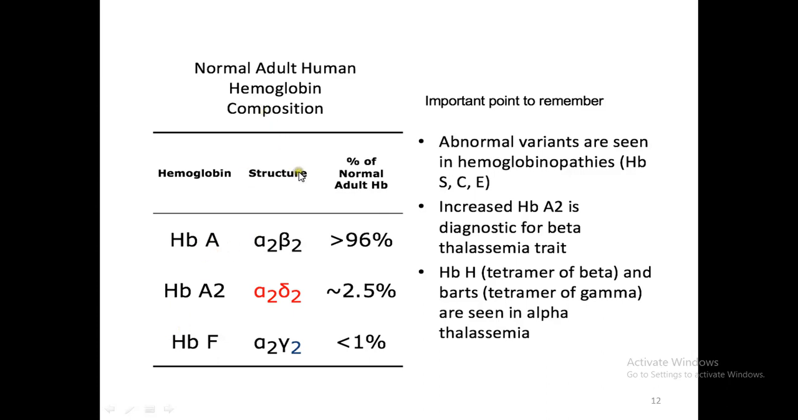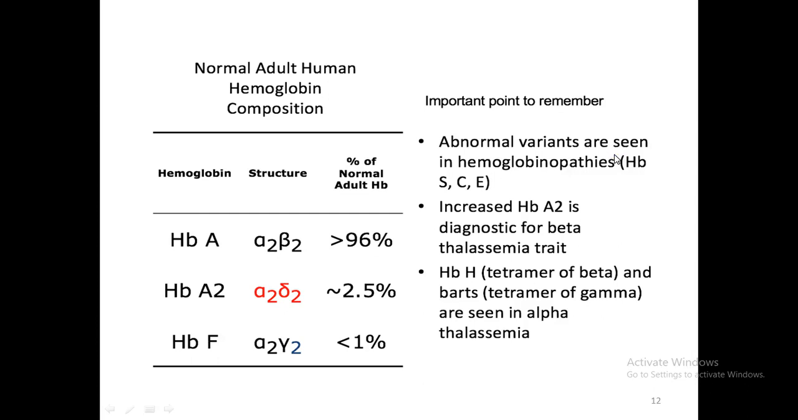Normal adult hemoglobin is called hemoglobin A. 96% of the hemoglobin in an adult is of this variety. It consists of 2 alpha chains and 2 beta chains. About 2.5% of adult hemoglobin in a normal adult is of a different type called hemoglobin A2. This consists of 2 alpha chains, and instead of the 2 beta chains, there are 2 delta chains. And only 1% of the hemoglobin in a normal adult is called hemoglobin F, which consists of 2 alpha chains, and instead of the 2 beta chains, we have 2 gamma chains.